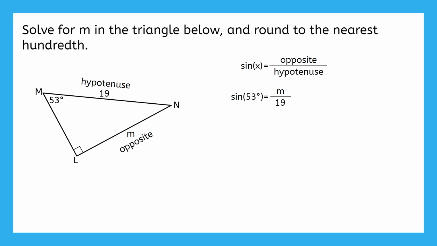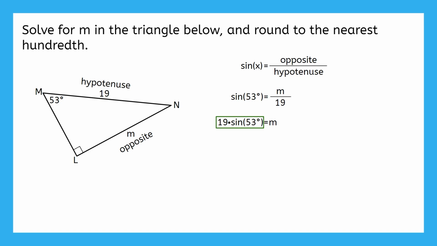We don't want to have to round anything until the very end. The best strategy to do this is to solve for M first, and then put that expression into your calculator. Pause the video here and solve for M in this equation. Did you multiply both sides by 19 and get 19 times the sine of 53 degrees equals M? Perfect. This is what you want to put into your calculator all at once before pressing enter to calculate.